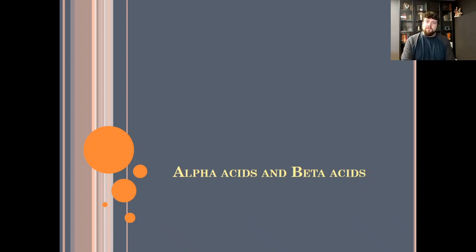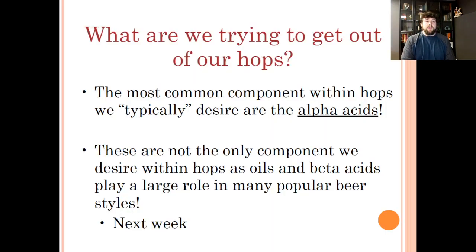Which then brings us to alpha and beta acids. Now, the question here is what we're trying to do. We need to ask ourselves what we're trying to get out of these hops. Classically, we're just trying to get the alpha acids out, and that's what we're going to be looking at.